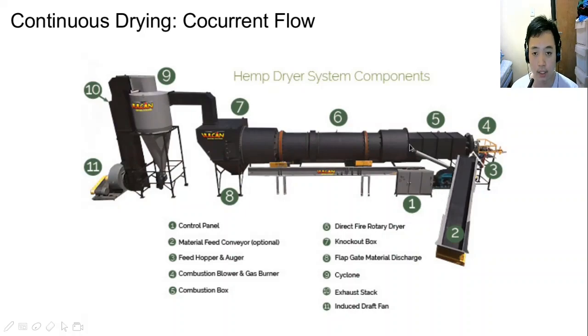There's the knockout box. Most of the weeds will exit here, the knockout box and the material discharge part. But there are two things here: weeds and the hot air. But we only need the weeds. So how do we separate them? The weeds will drop in here, and the hot air will go into this pipe, to this part, and some of the dried weeds will come with it. That's why there's this cyclone.